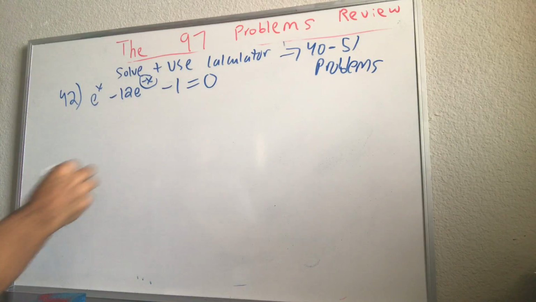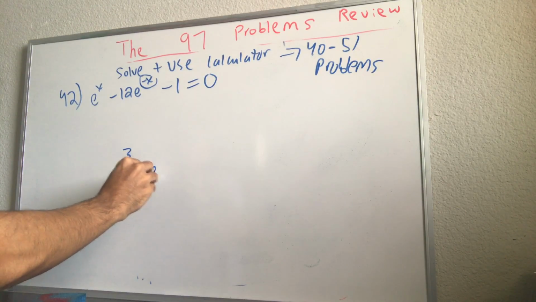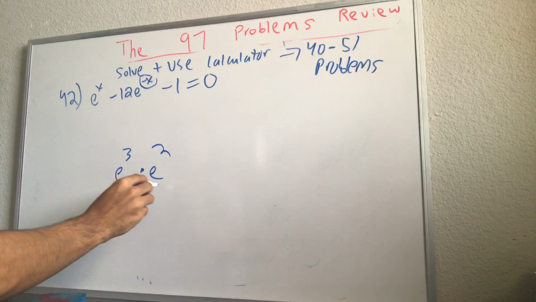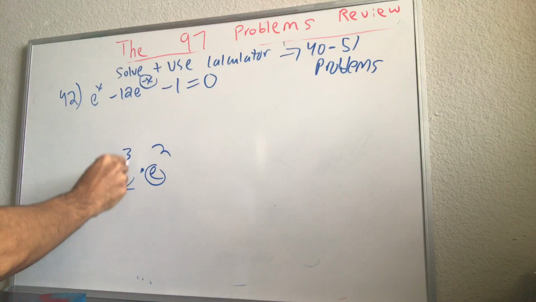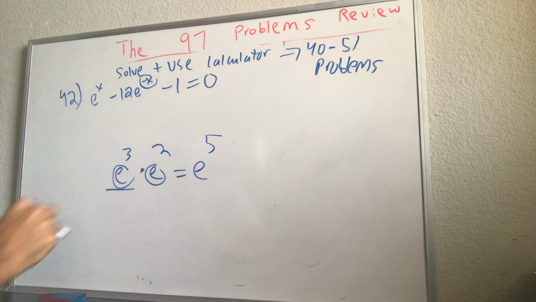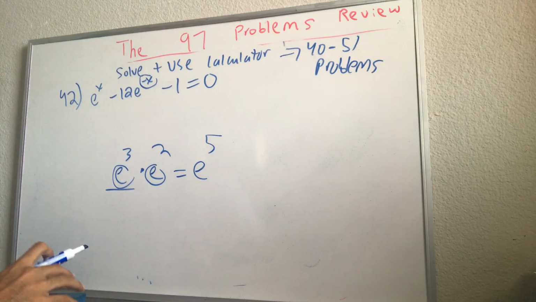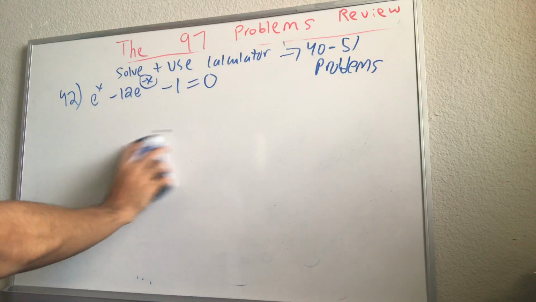So if you have e to the power of 3 times e to the power of 2, the fact that these have the same bases means you can add the exponents, so this becomes e to the power of 5. You can add those exponents because they have the same bases. That's just the exponential law, the exponential rule that we talk about.